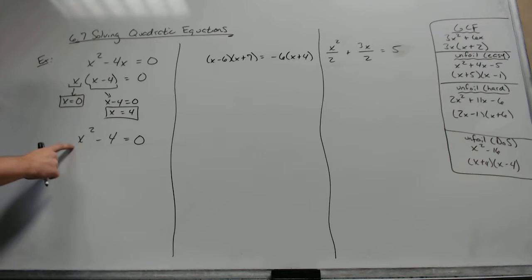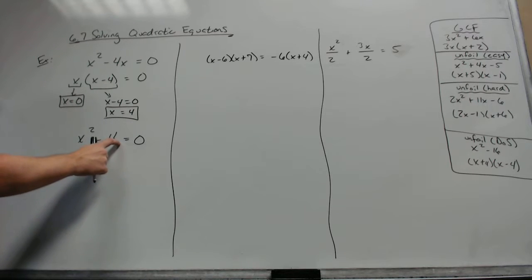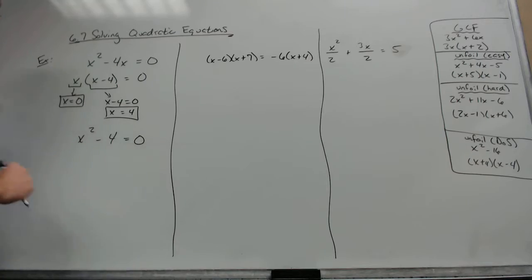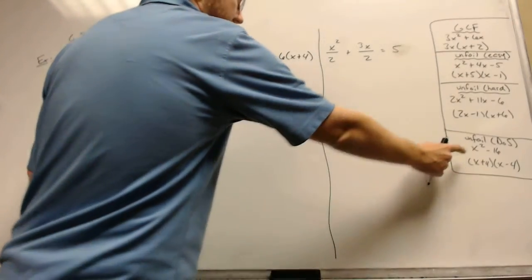Okay, how's that different from down here? Well, now this term doesn't have an x in it. And I still have two terms, but I don't have a middle term. So this should be screaming out to you that it's no GCF, but it is a difference of squares. It's just like this guy over here.